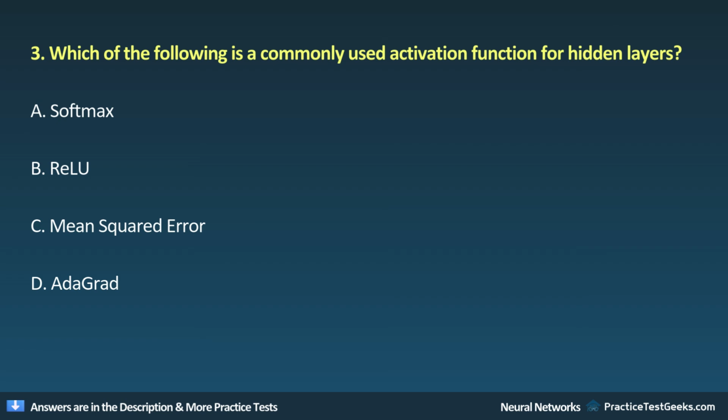3. Which of the following is a commonly used activation function for hidden layers? A. Softmax. B. ReLU. C. Mean squared error. D. Adagrad.